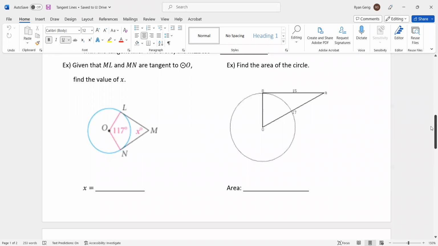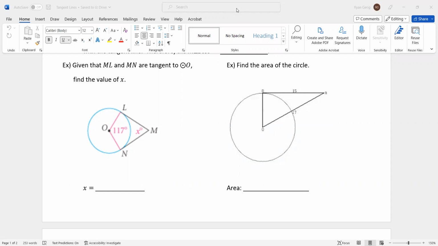Given that ML and MN are tangent to circle O, find the value of X. Well, what you see there, it looks like a kite. With the next theorem that I'm going to show you, I could prove that it's a kite, but right now we can't. Regardless, it's a quadrilateral. Okay, MLON is a quadrilateral. So that means all the angles add up to 360. That's great, but how does that help me?